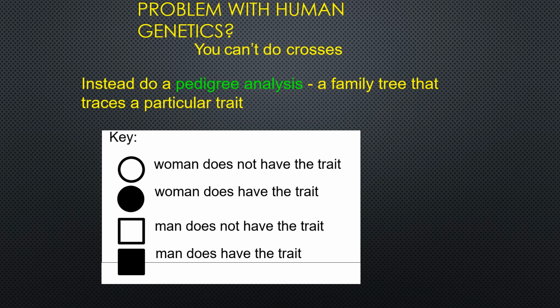So let's say, for instance, we're going to use this as our key. The women are circles and the men are squares. The circle is going to be a woman that does not have the trait, so an empty circle, no trait. And the filled in circle does have the trait. Same thing with the man. If the square is empty, he does not have the trait. If the square is full, he does have the trait.